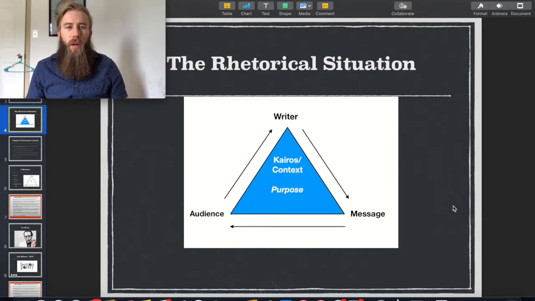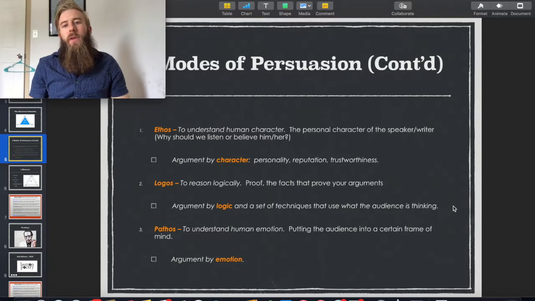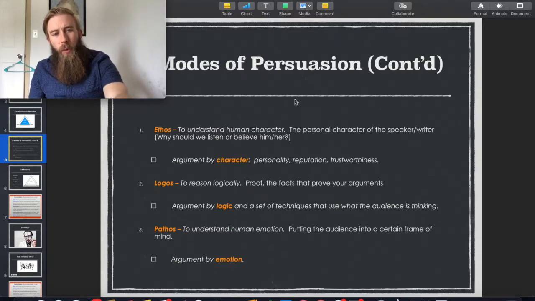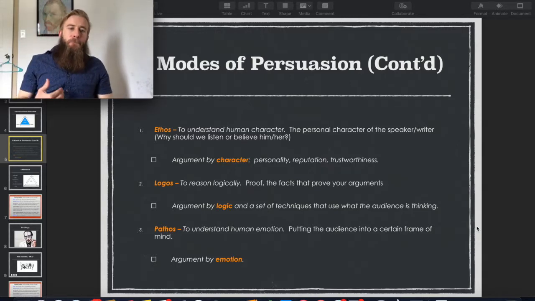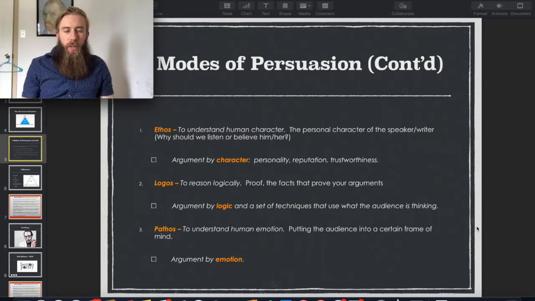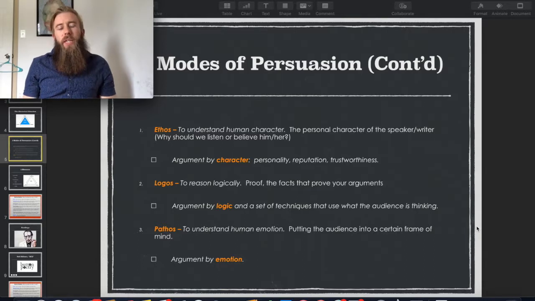Now, for those other terms that you saw last week, ethos, logos, and pathos, these are tools that the writer uses, modes of persuasion that the writer uses to persuade the audience. Let me move myself a little bit here. They can correlate in some ways to writer, message, and audience, which I'll show you in the next slide. But these are really separate terms. These are modes or tools that are used.